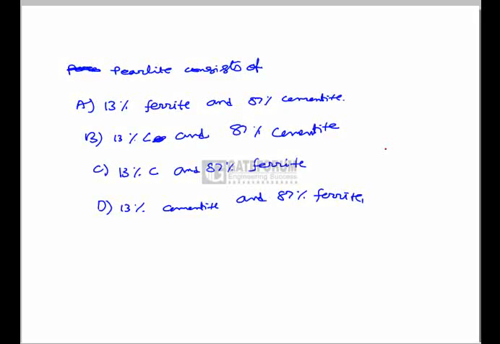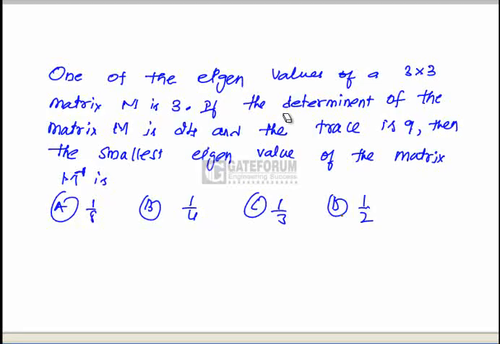It consists of, the options are 13% ferrite and 87% cementite, 13% carbon and 87% cementite, 13% carbon and 87% ferrite, 13% cementite and 87% ferrite. Here the right answer is D. 13% cementite and 87% ferrite.